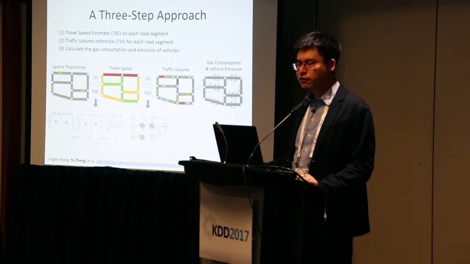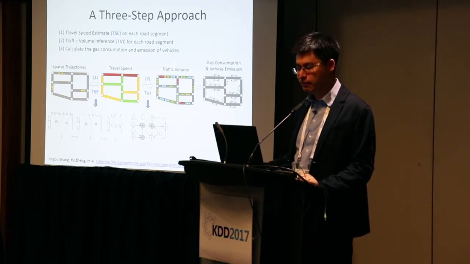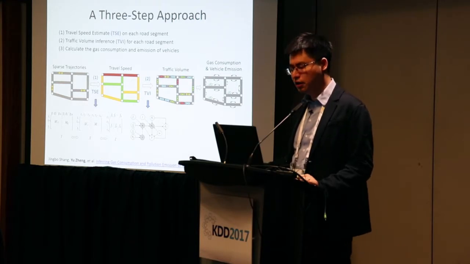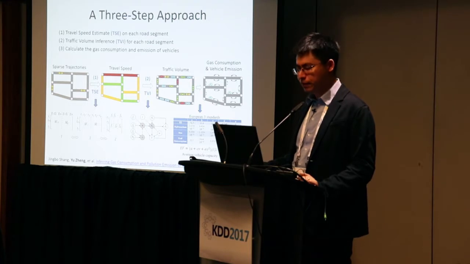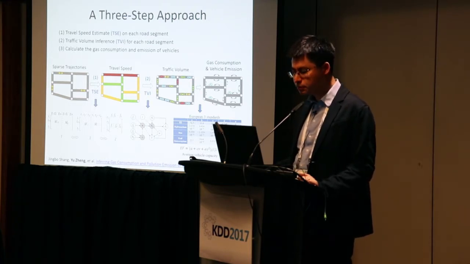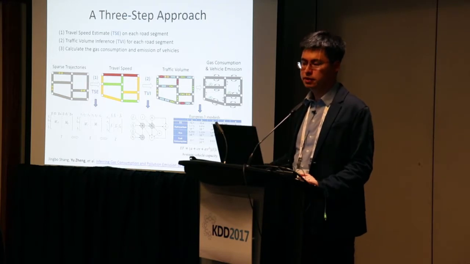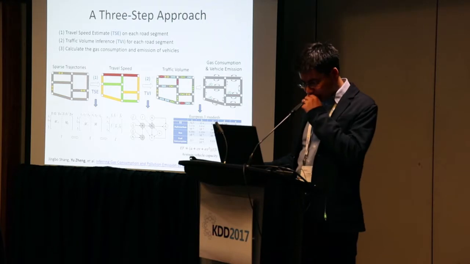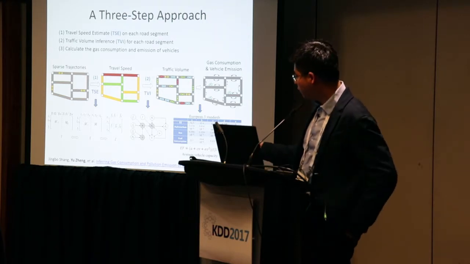So once we have travel speed and traffic volume, then we can infer the gas consumption and the pollution emission of vehicles on each road segment. There are some equations we can borrow from environmental theory, which have been tested for many years. So our contribution lies in the first two parts. Now let's introduce how this works.